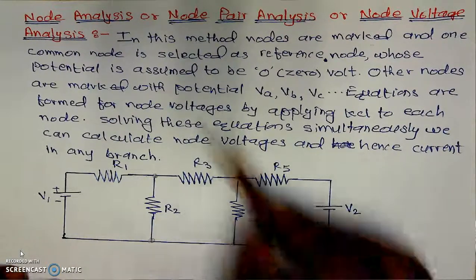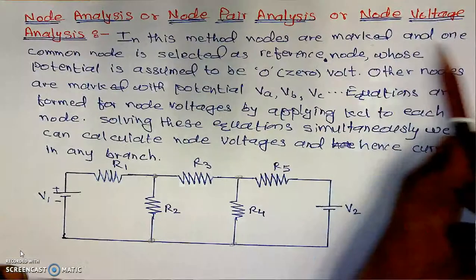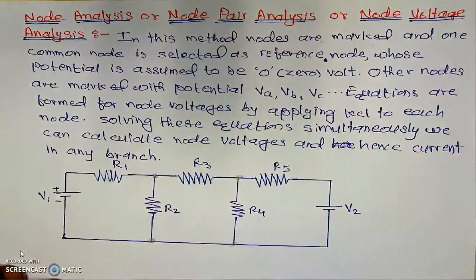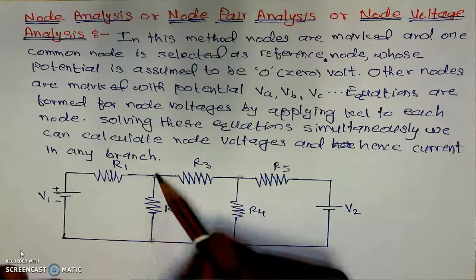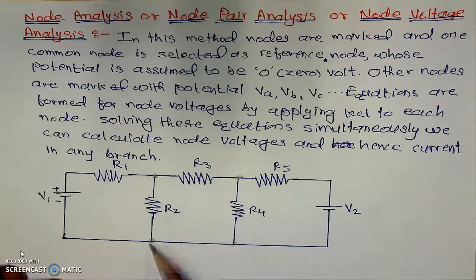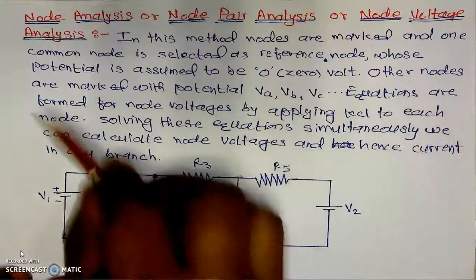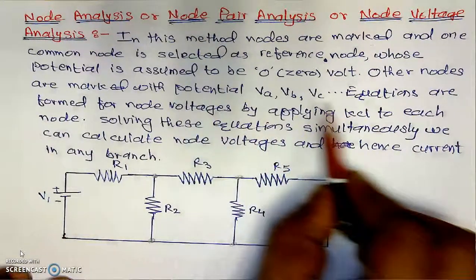What is the first case? In this method, nodes are marked and one common node is selected as a reference node. There is no restriction. We can select this node as a reference, or this node, or maybe this, depending on our requirement. But generally, we select the bottom node as the reference, and we assume its potential to be 0 volt. Other nodes are marked with the potentials VA, VB and VC and so on.